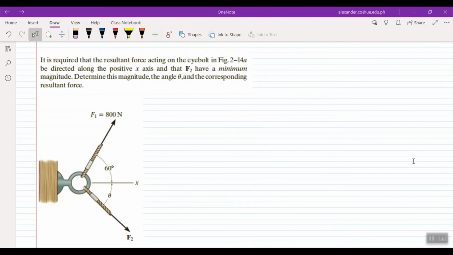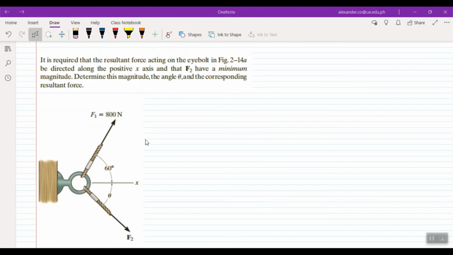Alright, next problem. This is quite challenging, no? Hindi siya mahirap, challenging lang. Ang kailangan lang dito is a little comprehension ano yung binibigay ng problem. Okay? So, let's do this step by step para maintindihan, no? So, first, let me read the problem. Okay. It is required that the resultant force acting on the eye bolt, okay, this is your eye bolt, no? In this figure, be directed along the positive x-axis.